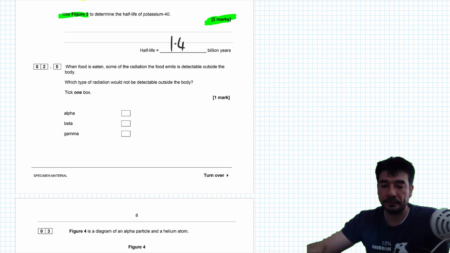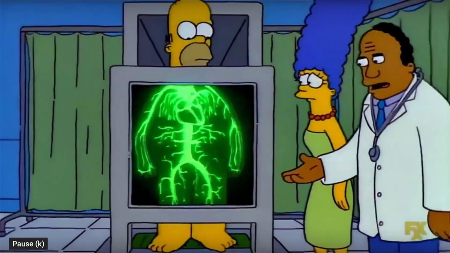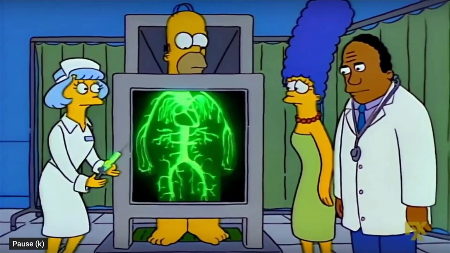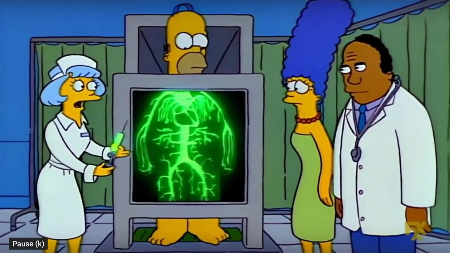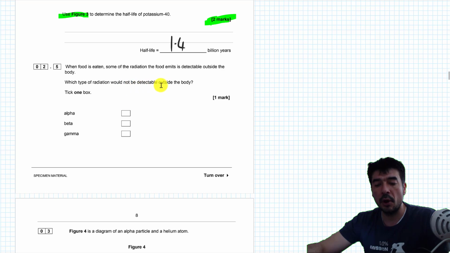When food is eaten, some of the radiation the food emits is detectable outside the body. Now what you see here is the radioactive dye we injected flowing through your husband's circulatory system. But doctor, I haven't injected the dye yet. Good Lord. Hi. Which radiation would not be detectable outside of the body?